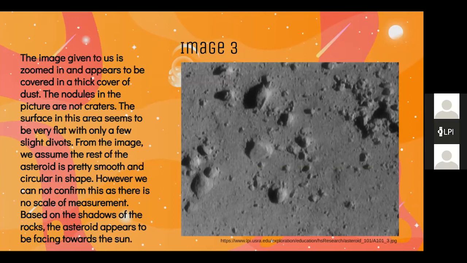And based on the shadows of the rocks, the asteroid appears to be heading towards the sun, I assume. But then again, it all depends on the satellite's view position of the camera. So who knows? It might have its sun at its right or left. But yeah, that's pretty much it.